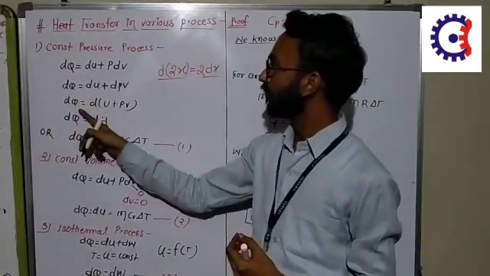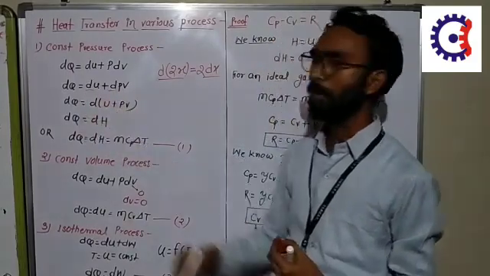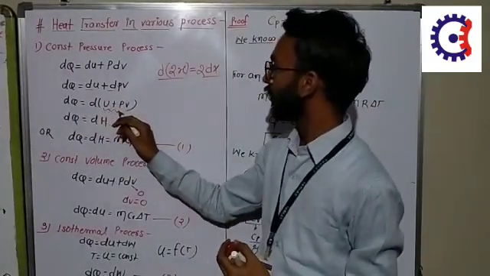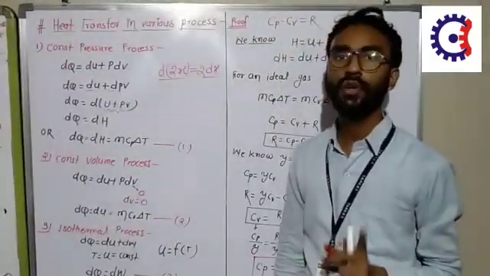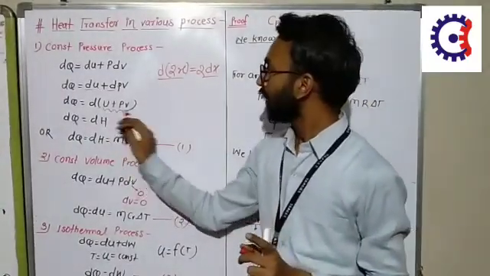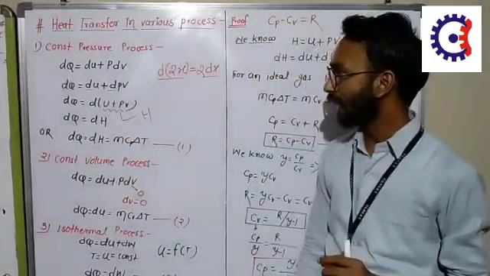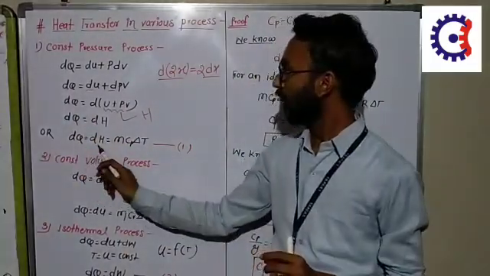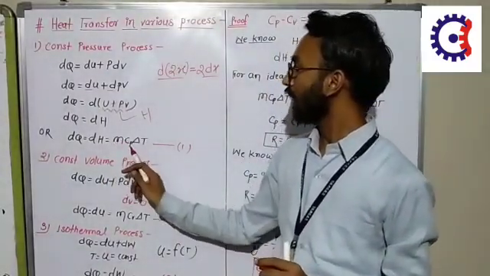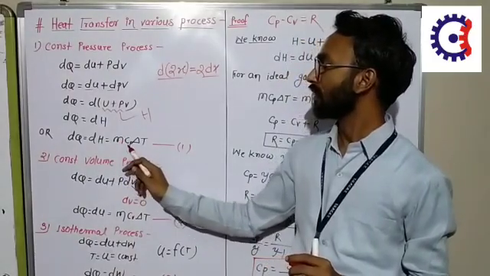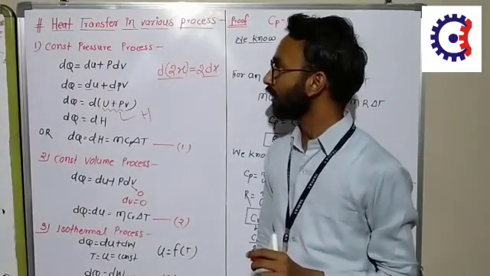Now, this dQ, the change in heat transfer, is equal to d of, here we have taken d common. This term is U plus PV, and U plus PV is known as the enthalpy of the system, H. This dQ is equal to d of H. The dQ equal to d of H may be written in the form of m Cp delta T. m Cp delta T is the heat transfer at constant pressure. This is the constant pressure process, right?